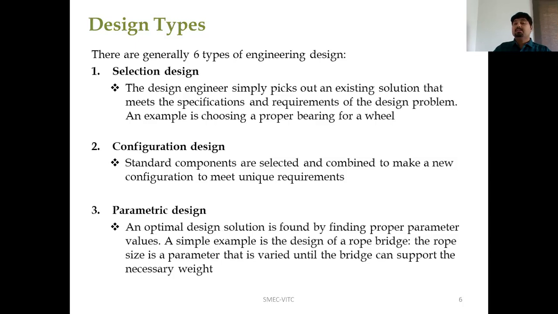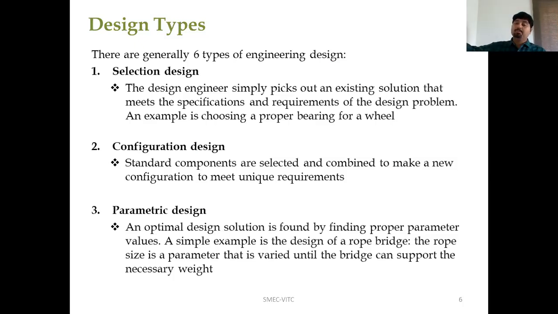Coming to the third one, called parametric design. In this parametric design, one particular critical parameter is connected with every design parameter involved in the product. That means, suppose you want to design a rope bridge, the rope size is a parameter that is varied until the bridge can support the necessary weight.